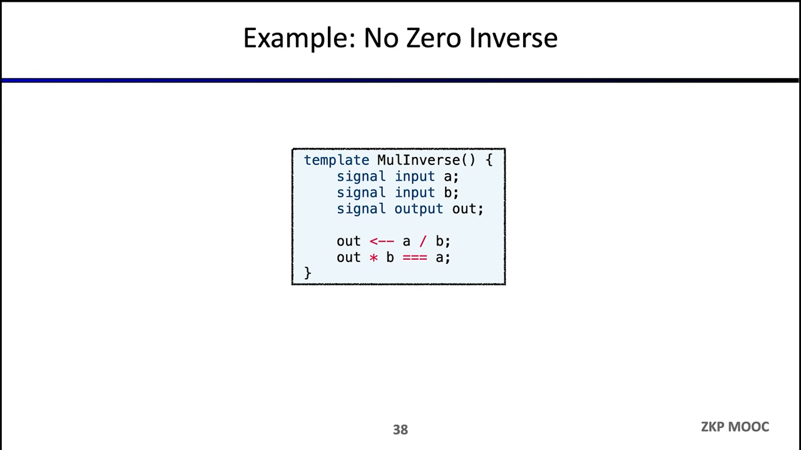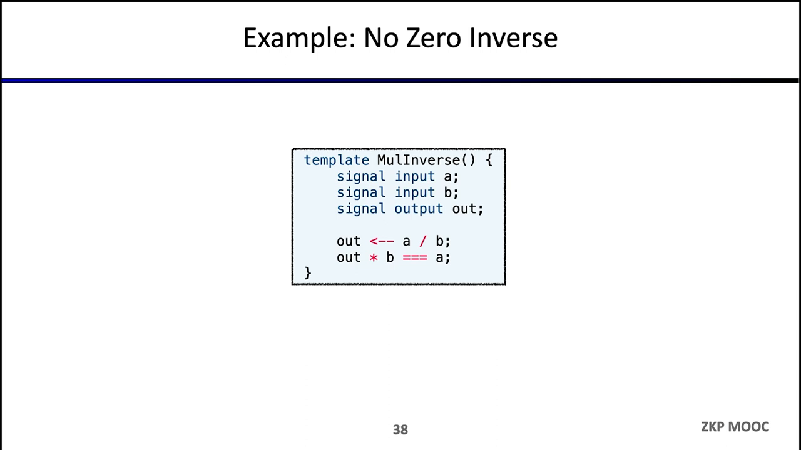Here, let's take a look at a very simple circuit, which is essentially trying to implement the multiply inverse function. The function is very simple in the sense that it's trying to do the division between A and B. However, because the division operator is not directly supported by polynomial equations, the developer needs to construct and simulate this division operator using multiplication. For instance, A divided by B equal to output is equivalent to asserting that the multiplication between output and B is equal to A.